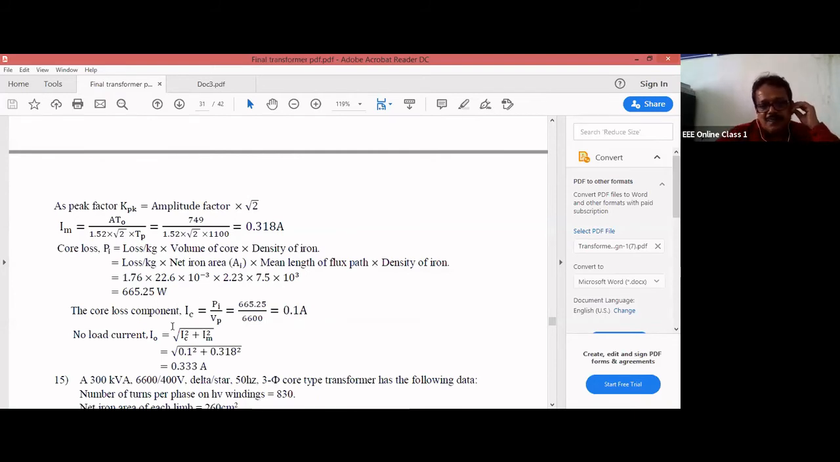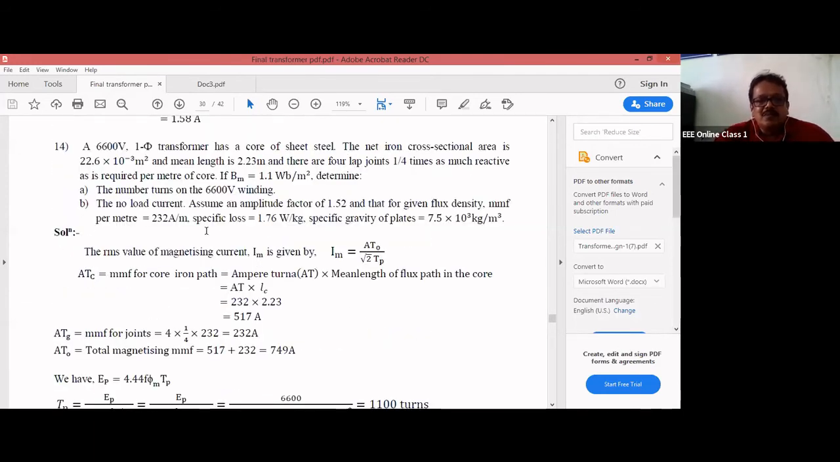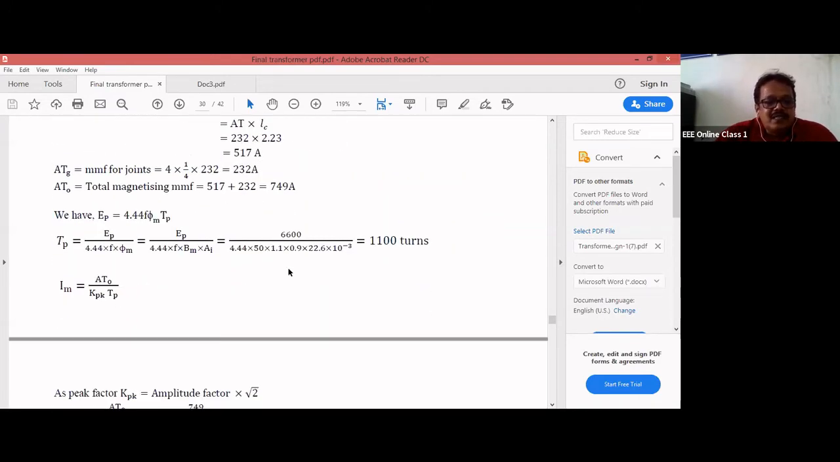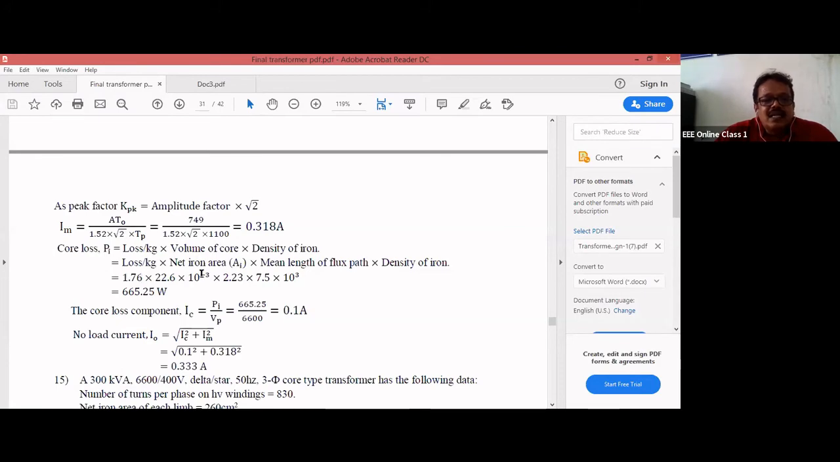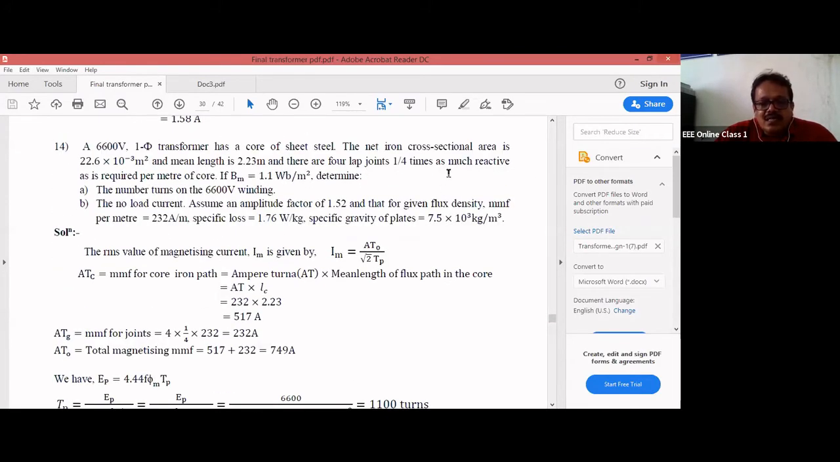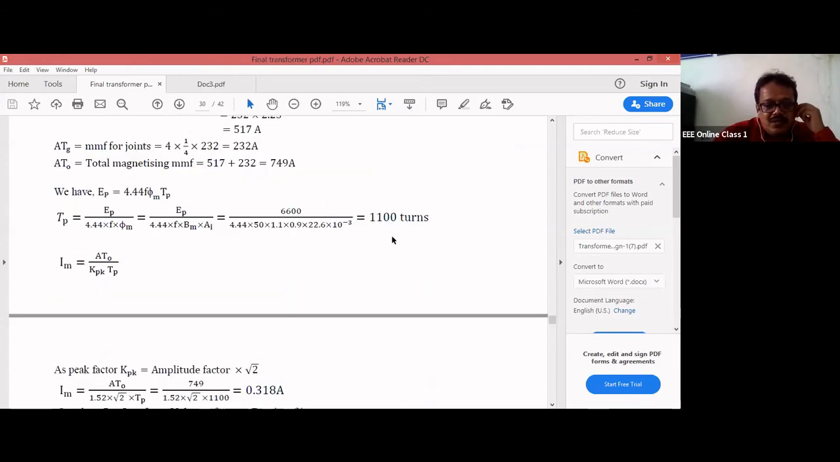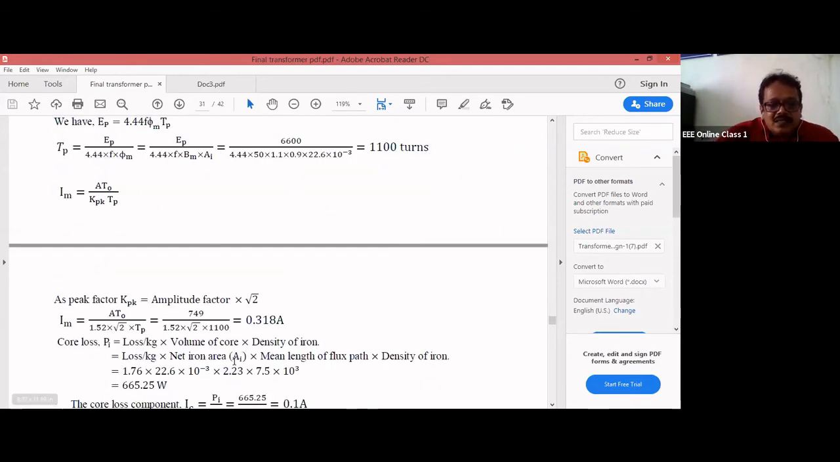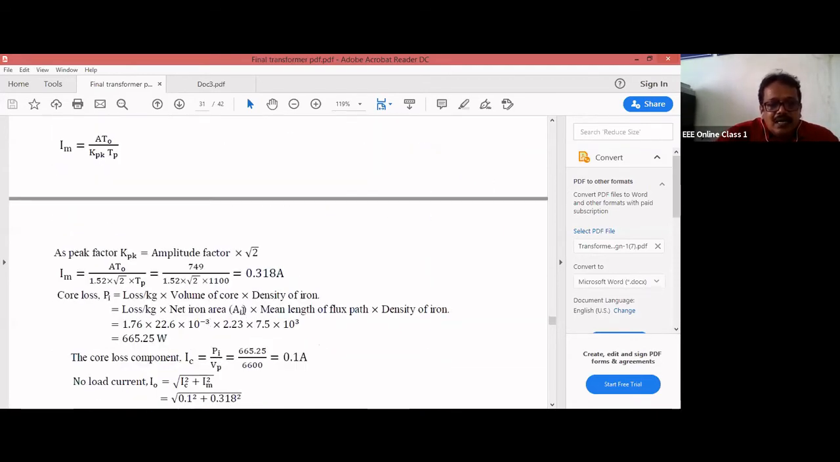You calculate Ic. So core loss Pi is loss per kg into volume of core into density of iron. Loss per kg is 1.76. If you go back to the problem, the specific loss is 1.76 watts per kg. Net iron area: directly in the problem, it has given the net iron cross-sectional area. In the previous problem, they gave the gross cross-sectional area, so you read the problem and take the value. So for net cross-sectional area, directly I can write Ai.